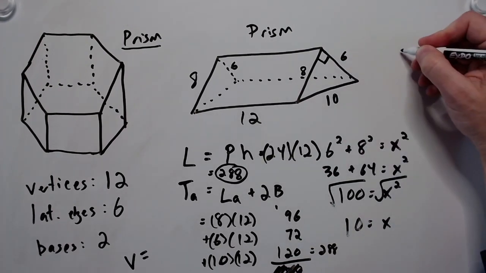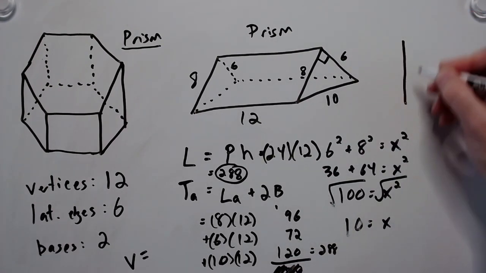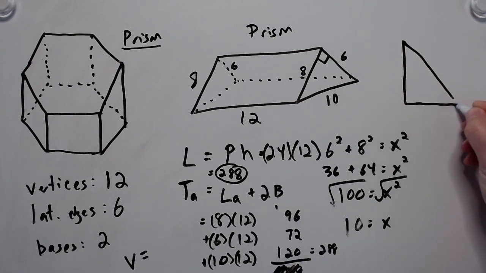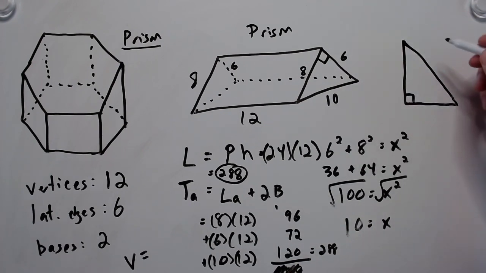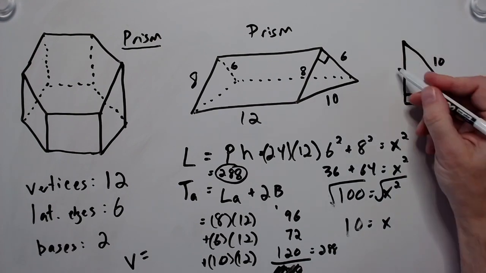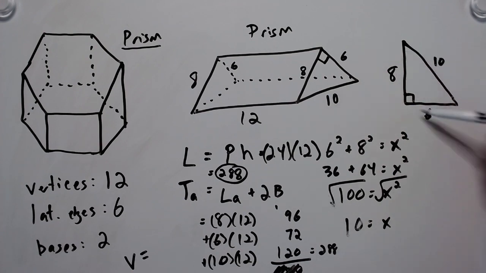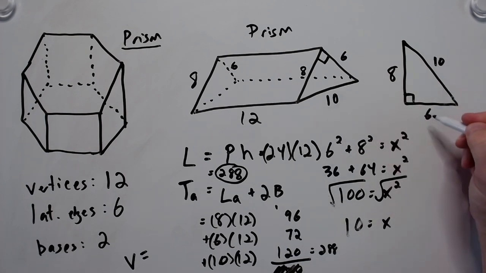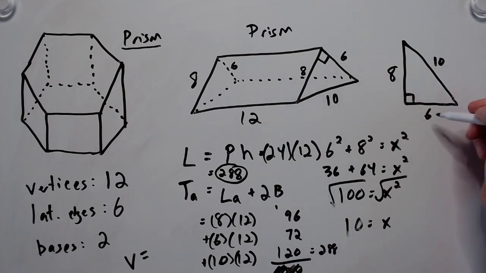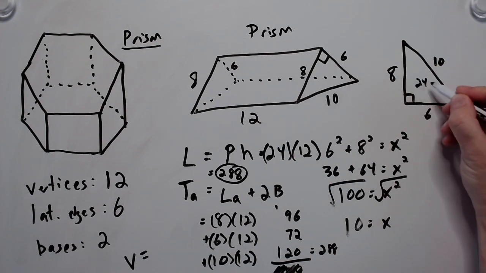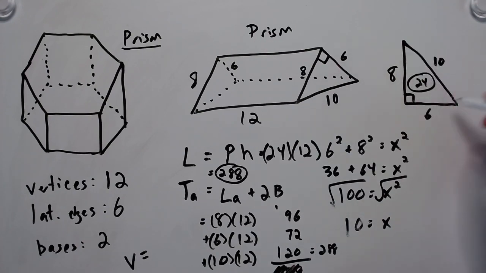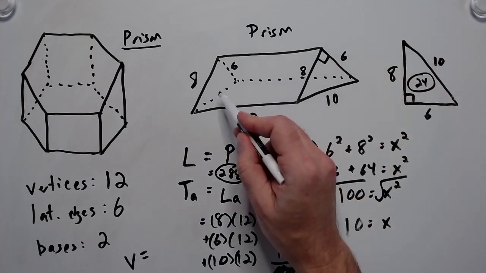Let's look at the prism top down. See if I can keep this on the screen here. We have a right triangle, right? The hypotenuse is 10, and this is 6, and this is 8. So this is the top of the prism. It is a base. We need to find the area of this. This is pretty easy. The area of this triangle will be 1/2 the base times the height. So 1/2 of 6 is 3. 3 times 8 is 24. So the area of this triangle is 24. And the area of this triangle is 24.